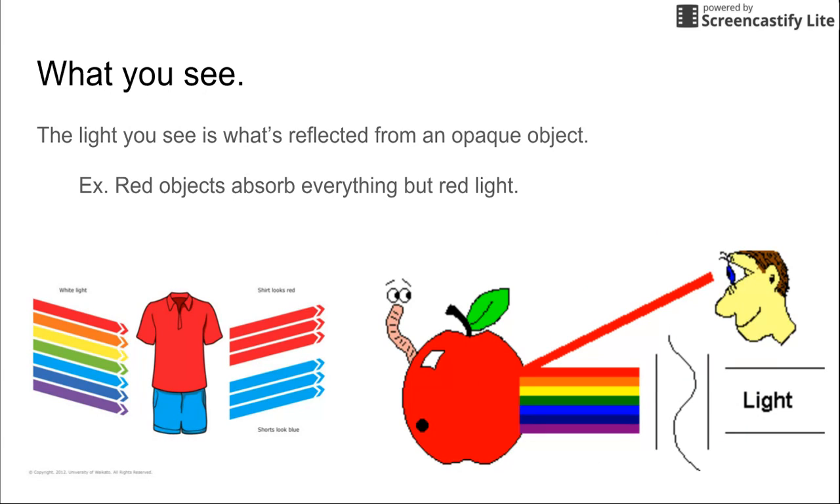So the light you see is what's reflected from an opaque object. We're going to talk more about that word opaque. But what this means is that red objects absorb everything but red light. So then they reflect the red light back, and that is what you see. Like this apple, for instance, you have light coming in, visible light. All of these colors are absorbed except the red, which is reflected back for you to be able to see. The same here, this red shirt reflects only the red, and the blue only the blue.